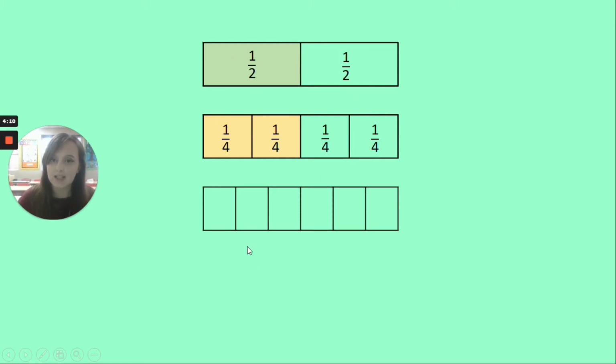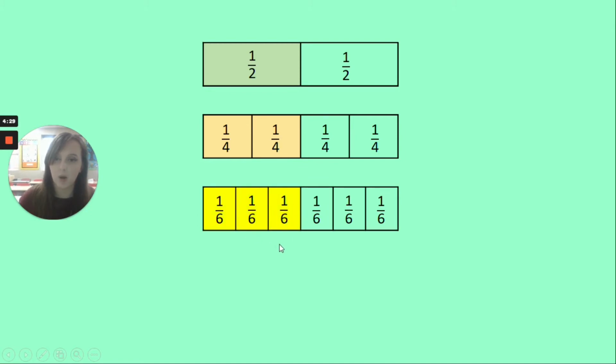Let's take it a step further. Now I've split my bar model, which is the same again, into 1, 2, 3, 4, 5, 6 pieces, sixths. How many sixths are worth the same as 1/2 and 2 quarters?